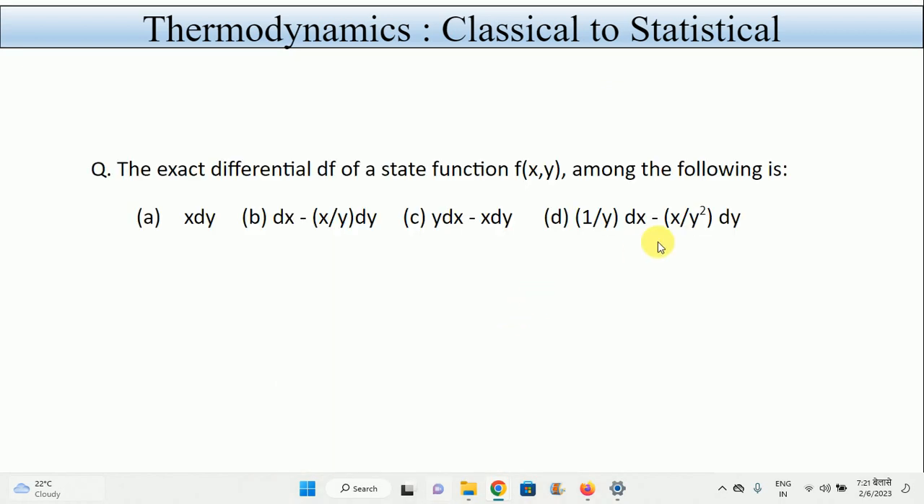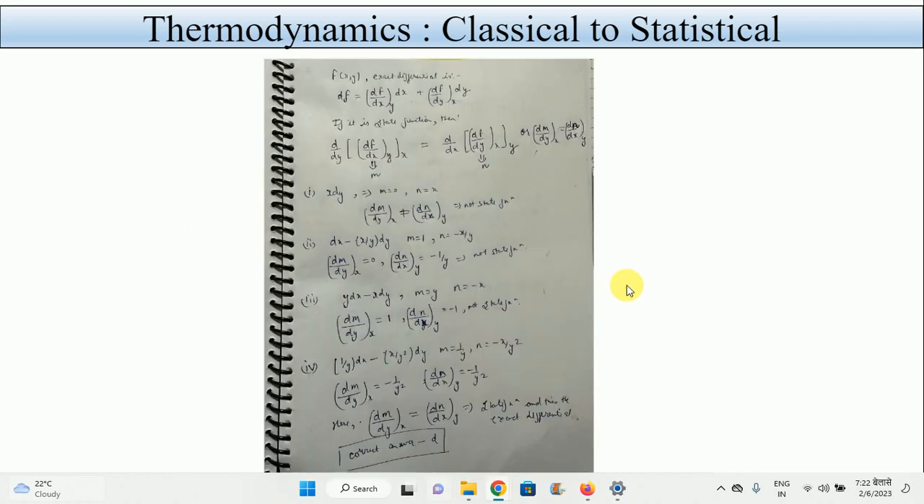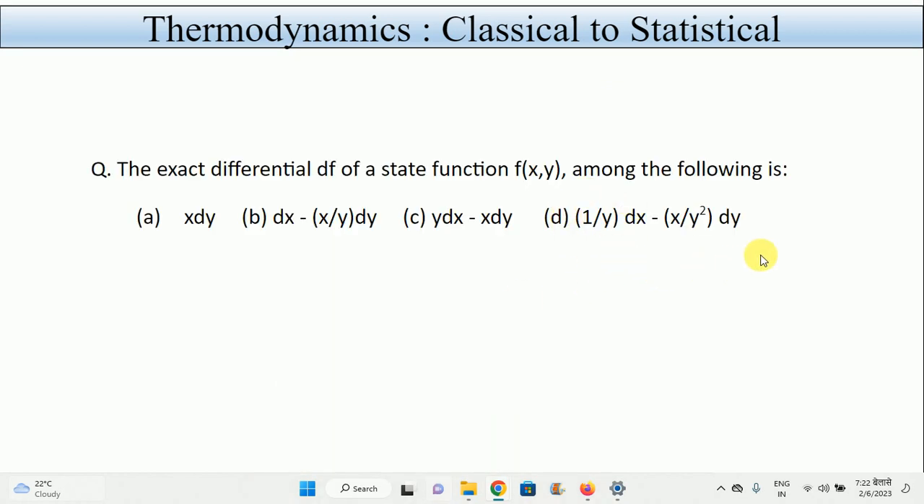Then we move to part D, 1 by y dx minus x by y square dy. When we differentiate 1 by y with respect to y, we get minus 1 by y square. And when we differentiate minus x by y square with respect to x, we again get minus 1 by y square. So left hand side is equal to right hand side, and hence it is a state function. The correct option is D.